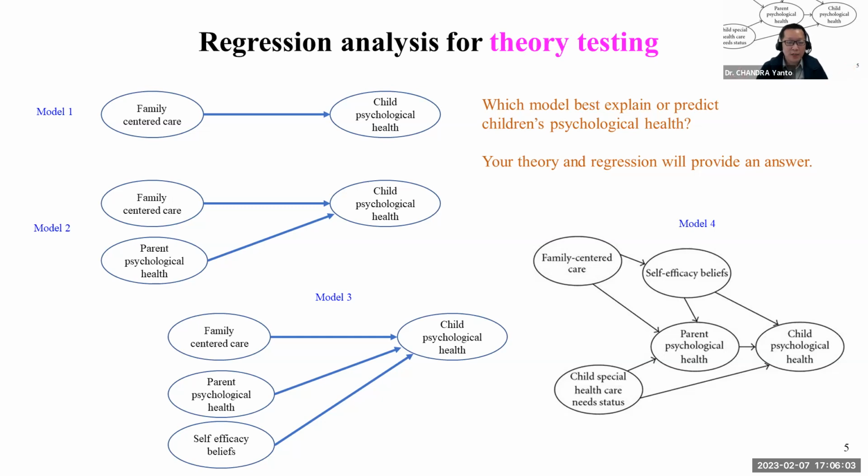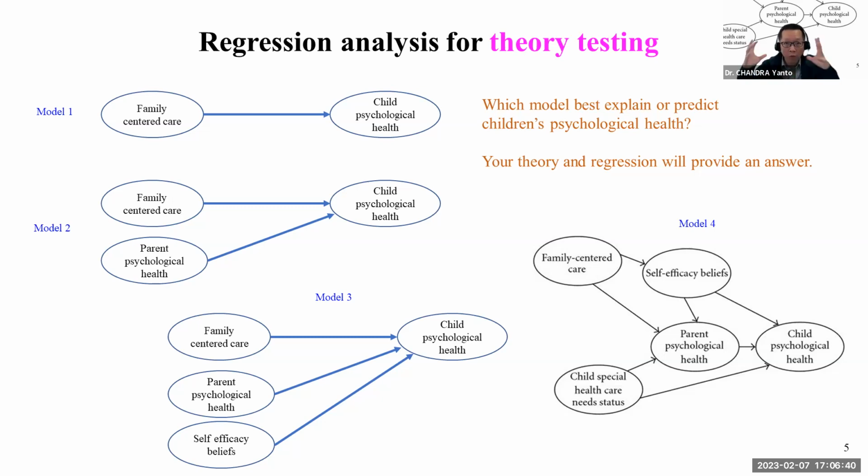That's your model 2. And maybe you then read the literature and reflect on your own experience, and you even interview some psychologists and some parents, and you start to say, hey, it also depends on another very important variable called self-efficacy. Self-efficacy is very similar to self-confidence. So then you have a model 3, which says that this dependent variable called child psychological health can be explained by family-centered care, the parent's psychological health, and the self-efficacy belief of the children. So this can predict the child's psychological health.